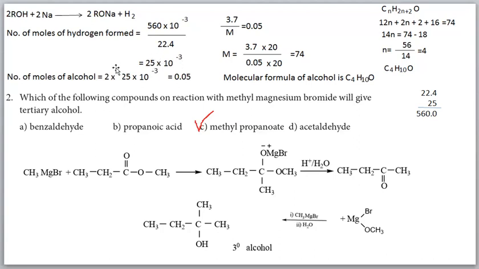So the number of moles of alcohol is how much? One hydrogen is liberated from 2 moles of alcohol. So the number of moles of alcohol is double that of the hydrogen. Here hydrogen is 25 into 10 to the power minus 3. So the number of moles of alcohol is this value into 2, that is 2 into 25 into 10 to the power minus 3. 2 into 25 is 50, so 50 into 10 to the power minus 3. Here minus 3 is there, so we move the decimal point 3 digits to the left. So we get 0.05. This is the number of moles of alcohol.